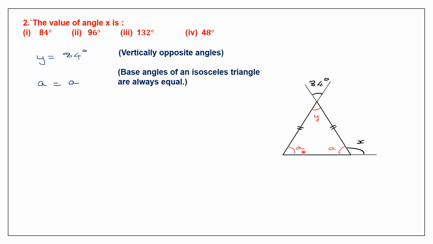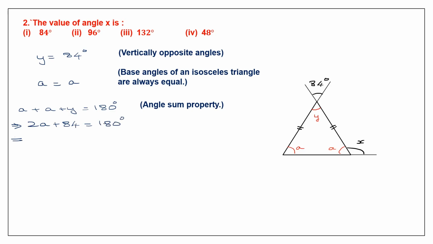So now we have A and Y, and we know the value of y is 84. If we add up all three angles, they should add up to 180 degrees. That means if I say A plus A plus y is equal to 180 degrees. And what is the reason? Angle sum property. That means sum of angles of a triangle will always be equal to 180 degrees. So here let's substitute and do. Now A plus A will give us 2A and y is 84.